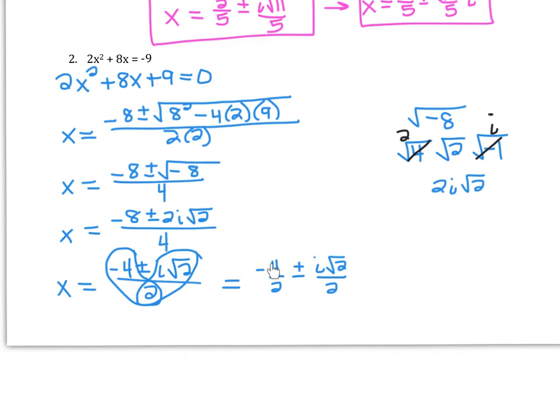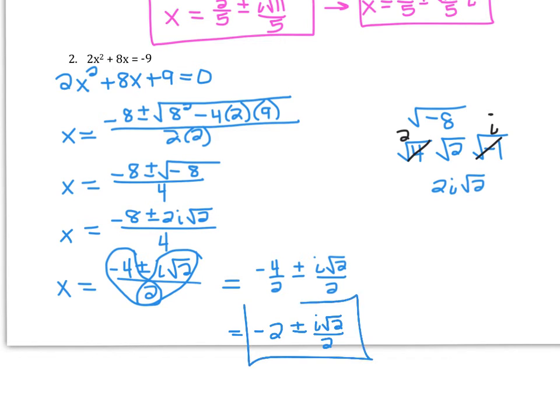Now here's the deal, look at this, this still simplifies, and if something simplifies, you want to do so. You don't want to leave it like that. So negative 4 over 2 simplifies to negative 2 over 1, or just negative 2, right? Isn't negative 4 divided by 2 just negative 2? Okay, so I'm going to rewrite this as negative 2 plus and minus i radical 2 over 2.